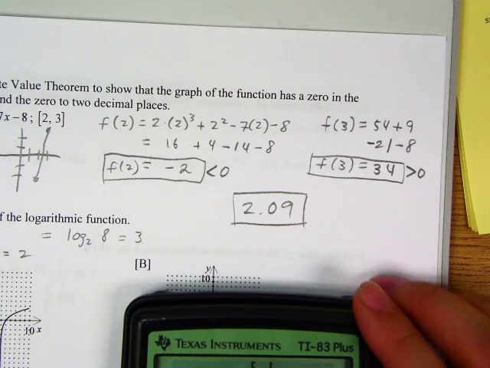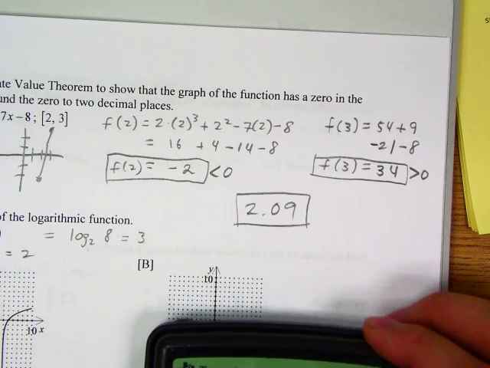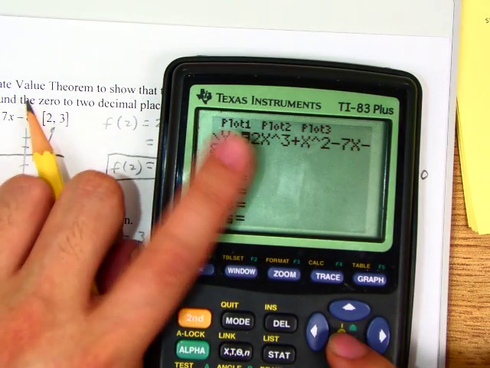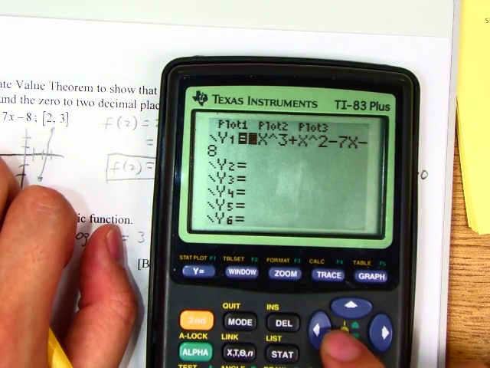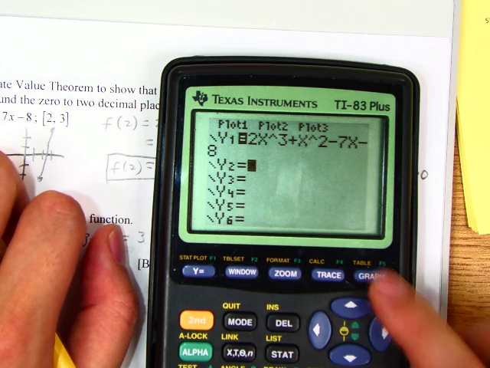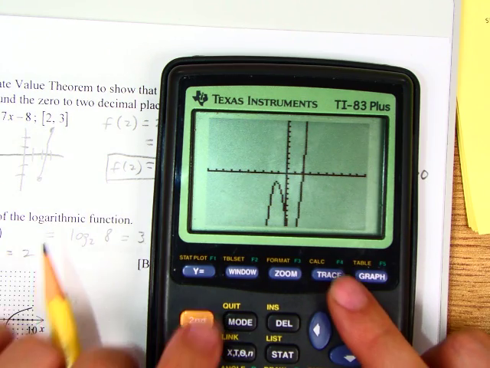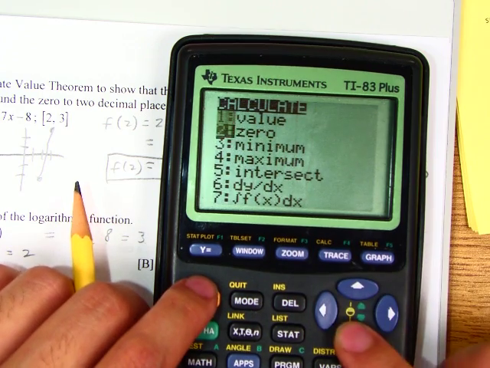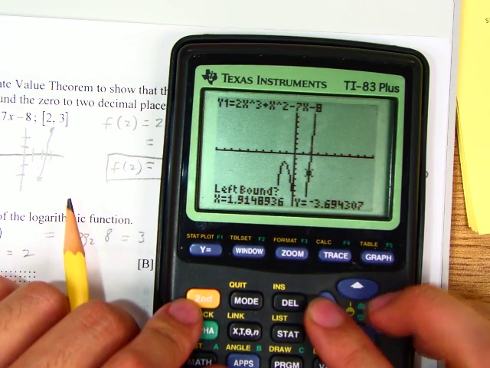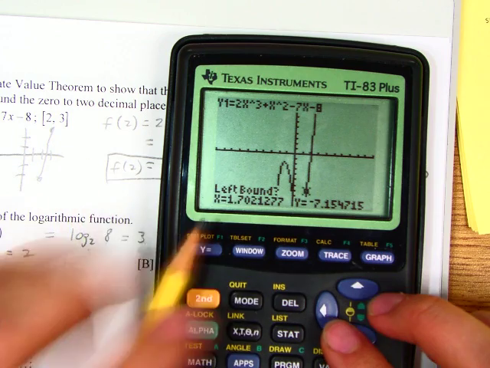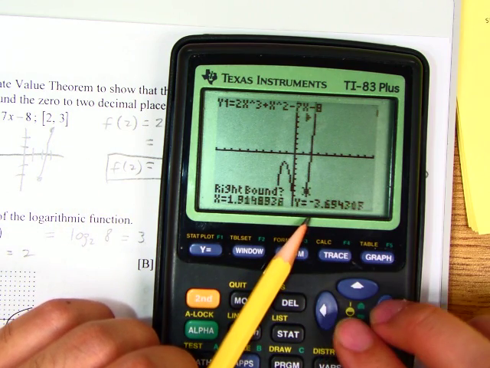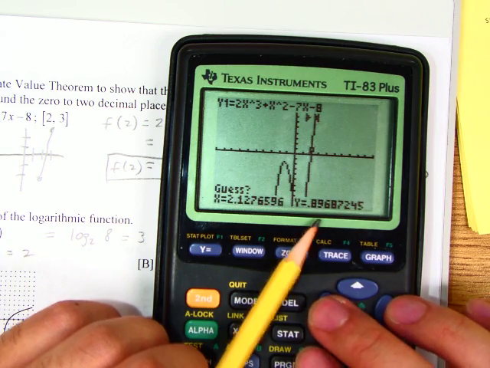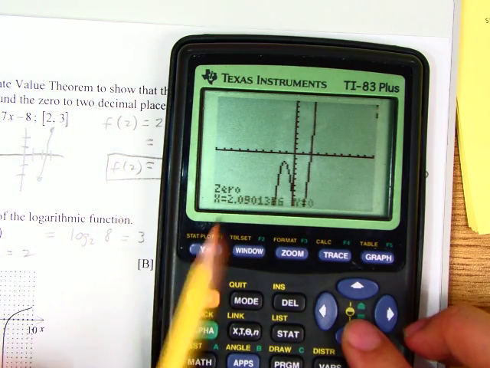Sorry about all that extra work that we had to do there. But let's look at how I did it here. I had the y equals, I put the function into my calculator, I graphed it, and then I'm going to calculate the 0. I'm going to find my left bound. Again, I'm looking for a y value that's negative and a y value that's positive, greater than 0, and then I'm going to guess it, and there's my 0.